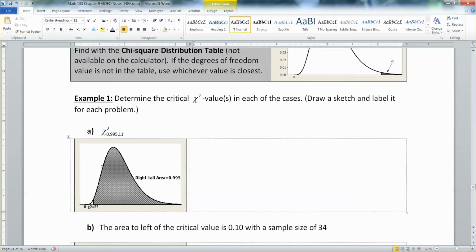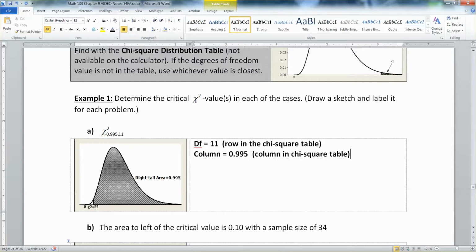All right, so there we have it. We have this area over on the right, which is 0.995. And you can see I'm looking for this chi-square value, which is this little bitty line right here. Okay, so we got to figure out a couple things. The degrees of freedom is 11. That's going to be the row in the chi-square table. Now we're going to figure out the column. So the column is 0.995. That's because we always want the area in the right tail in the column of the chi-square table.